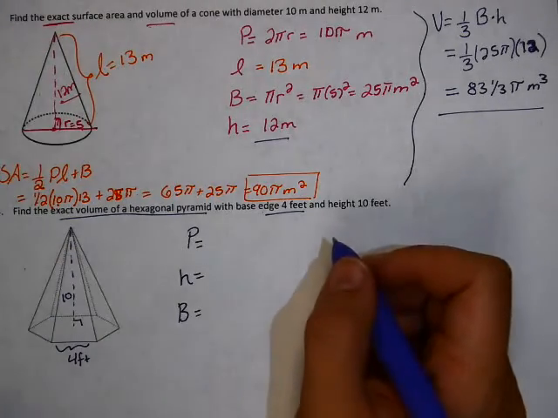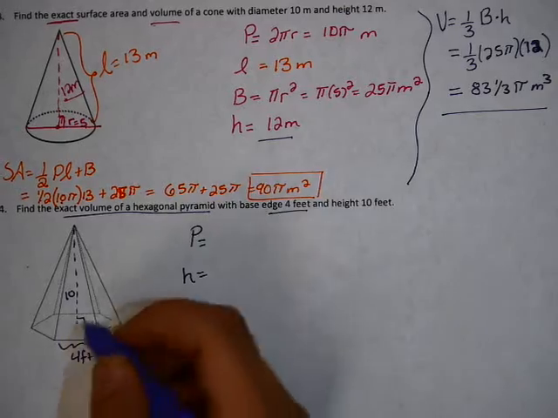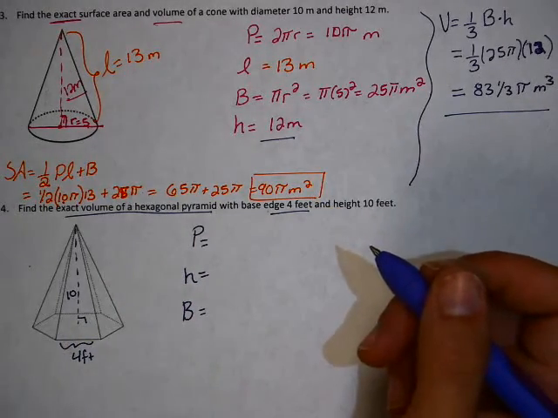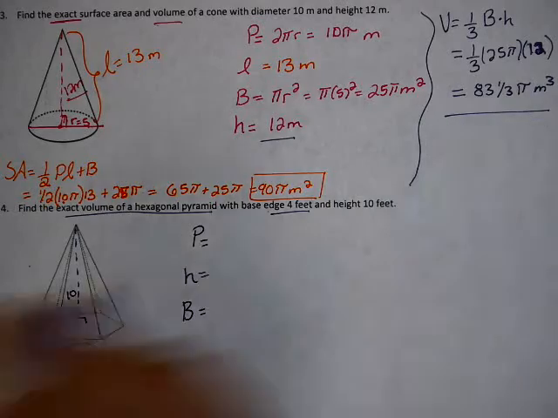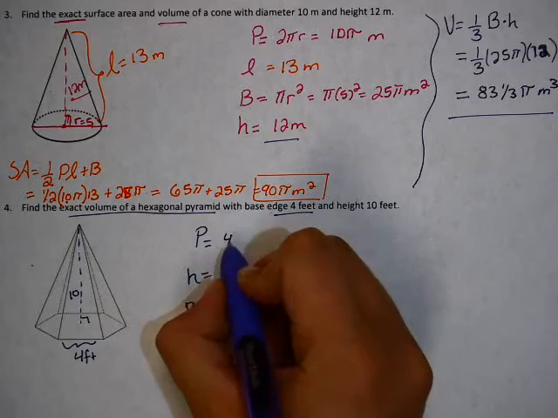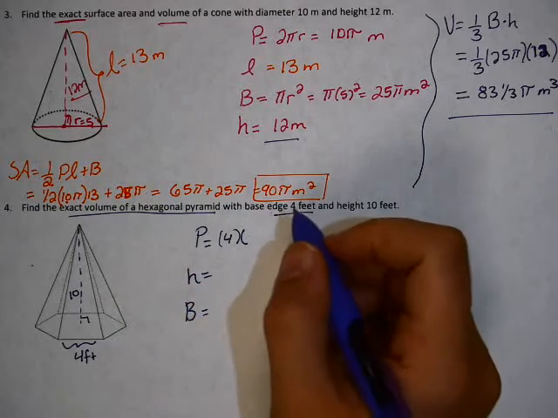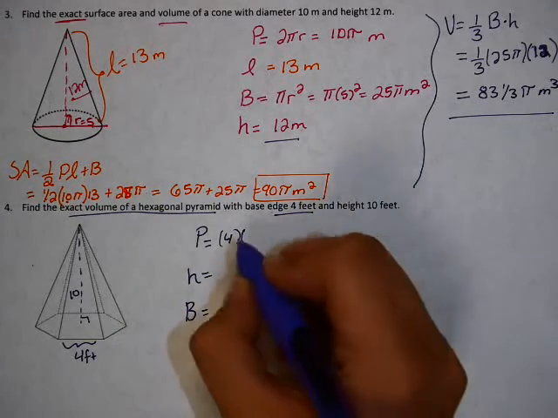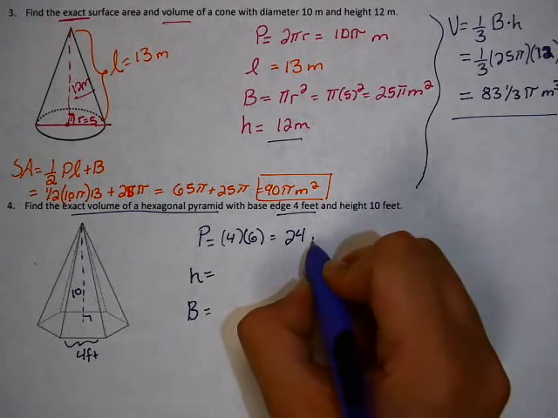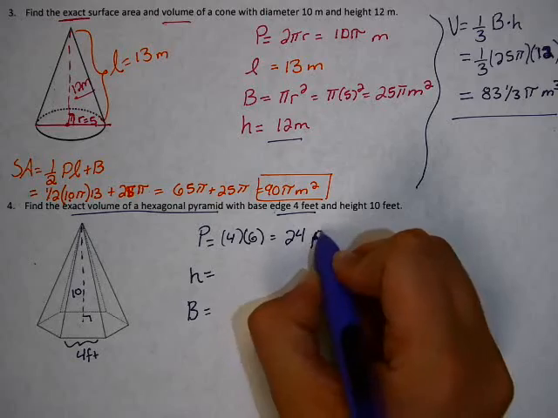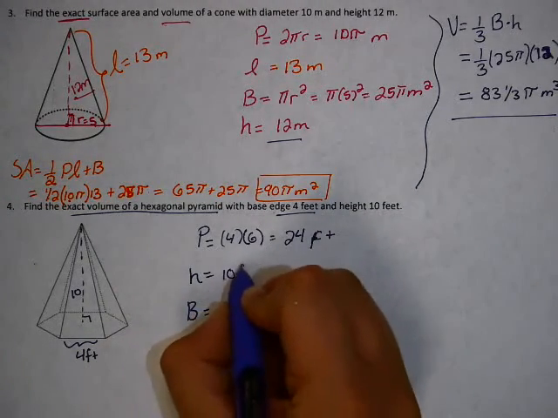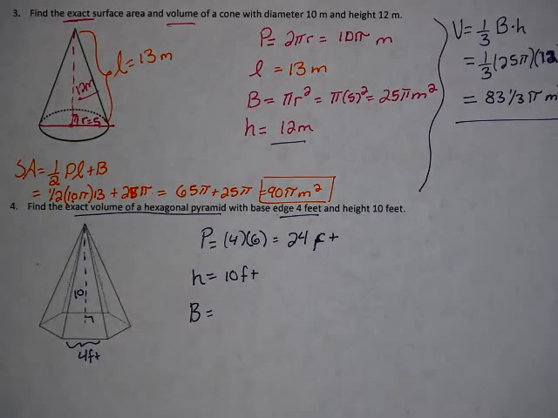So if we have 6 sides, we can easily find the perimeter. So 4 times 6, 24 feet. The height is given to us as 10. Now the area of the base is where it gets tricky.